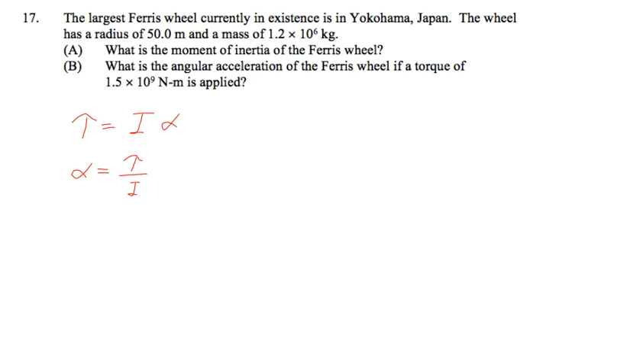So if you look at this, I already know the torque, so all I have to do is get the I, and then I'll be able to solve for this. So I first have to identify what type of object this is. A Ferris wheel would be like a what? Does it say what we're supposed to represent it as?